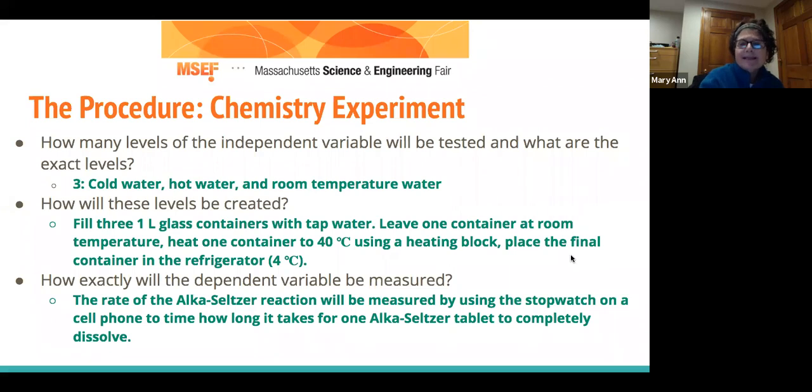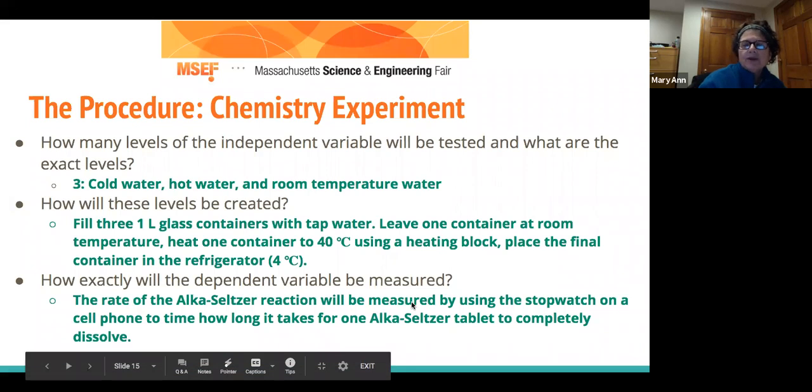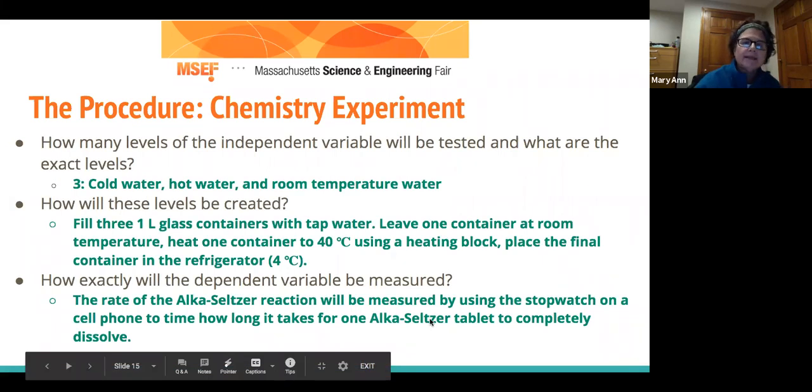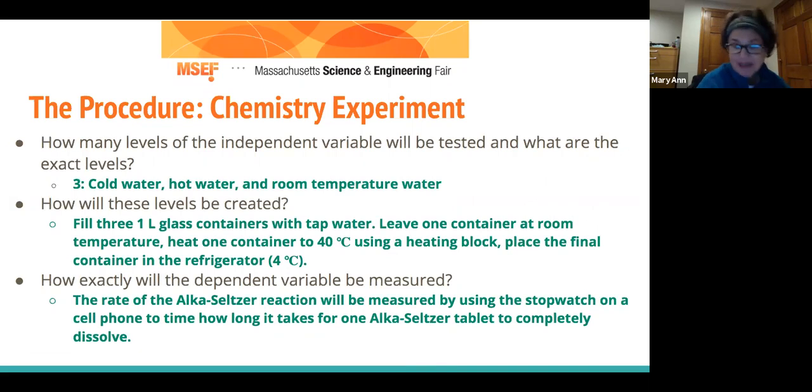Okay. How exactly are you measuring the dependent variable? So how is the rate of the reaction going to be measured? They're going to use a stopwatch on a cell phone and wait for the tablet to completely dissolve. And by the way, that's even a problem. Like, is it dissolved now? You know, like you're looking in the container.